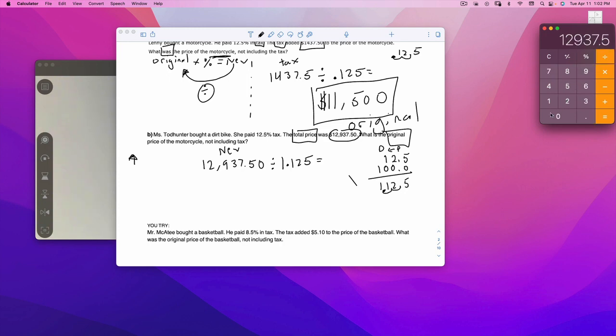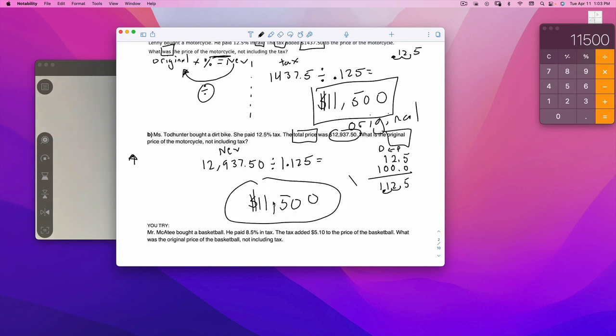12,937.5 divided by 1.125. Did I get the same exact answer? You betcha. $11,500 was the original price. The 12.5% tax total was 12,937.5. This is essentially the same problem, just written in a different format.